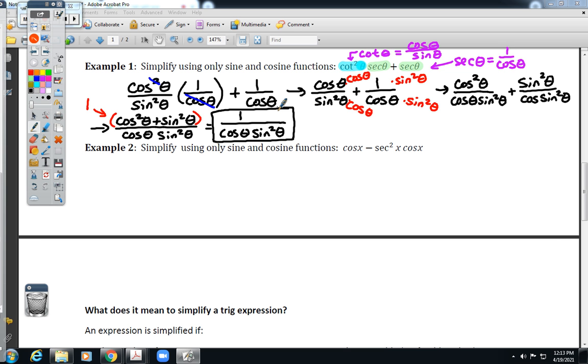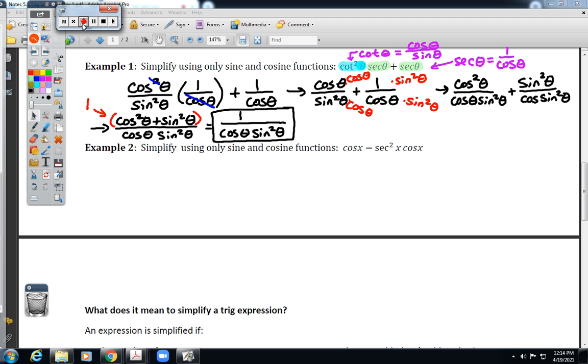We've taken an expression that was 2 terms, and we've combined it down to 1 term, which is mathematically simpler. Long term, we will be using this to solve equations. Short term, we're just trying to get comfortable with working with these identities.